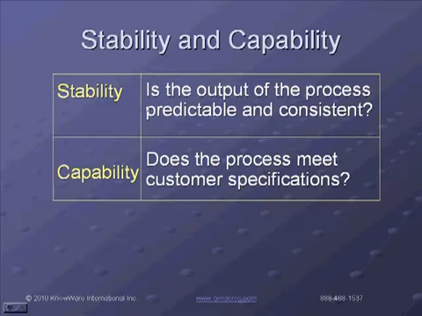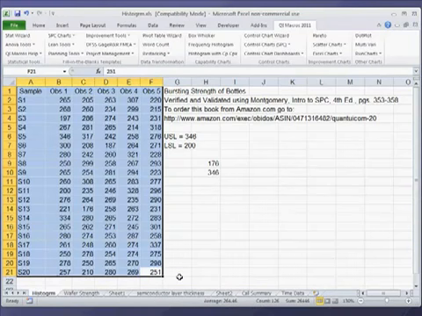So that's a little bit about stability. How do we predict the output of the process, and is it predictable and consistent? Get rid of the special causes first, and then come back and fix the common causes of variation. So here's an example of some data, and this is the bursting strength of bottles. So let's say we're injection molding some bottles, and we have an upper spec limit and a lower spec limit of 346 and 200.